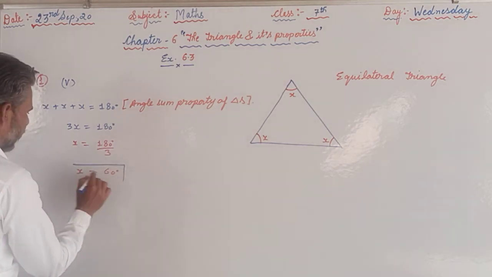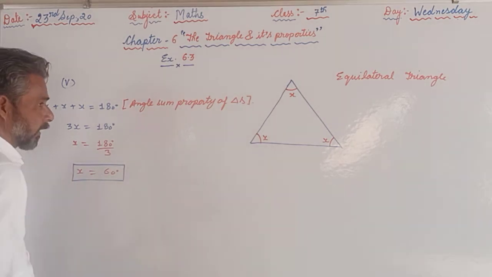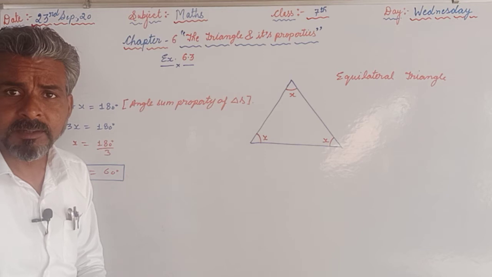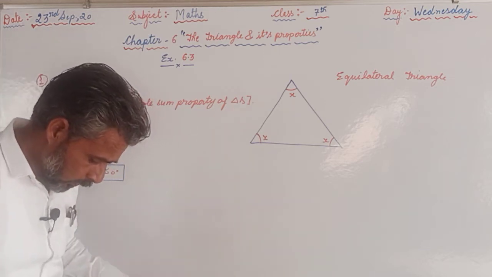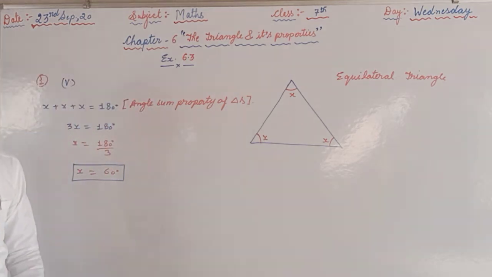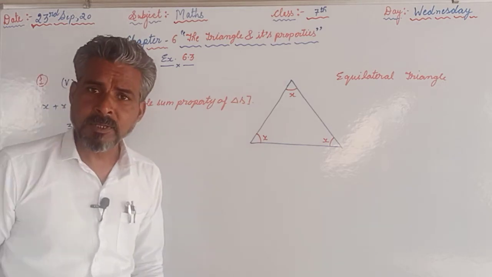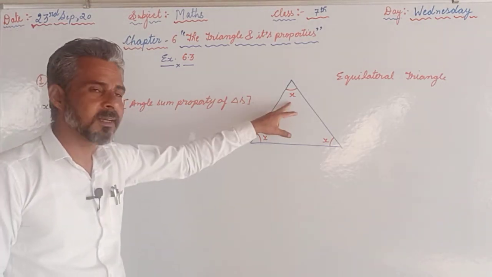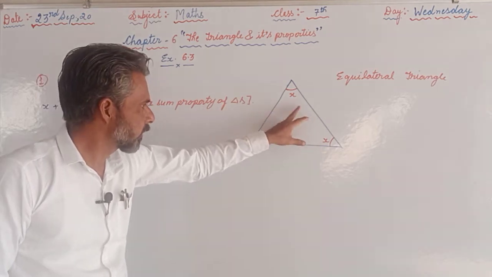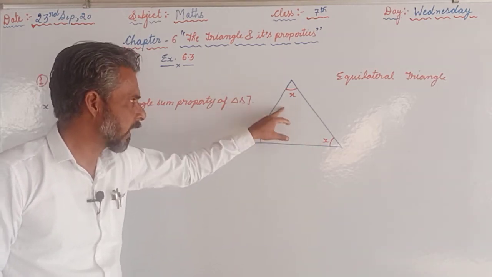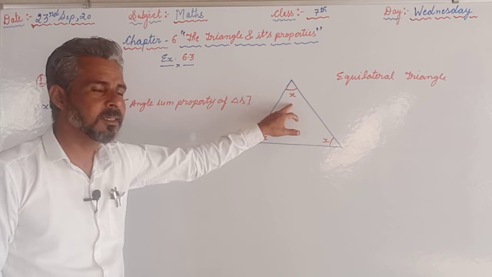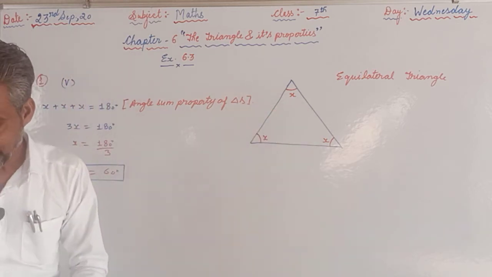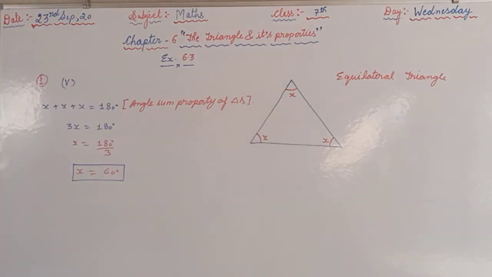So if any triangle is given and it is given that the triangle is equilateral, then there is no need to measure the angles or calculate. Each angle of an equilateral triangle will be 60 degrees. This is 60 degrees, 60 degrees, 60 degrees. If we add all, 60 plus 60 plus 60, we will get 180 degrees. So like this we are supposed to proceed with such types of questions.